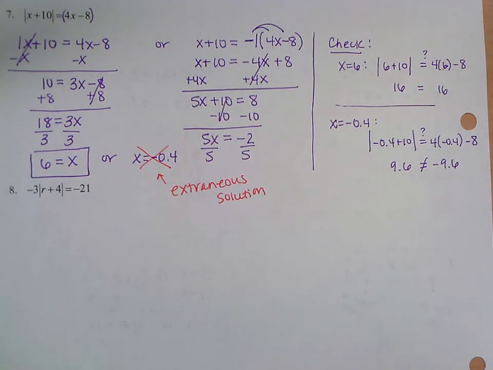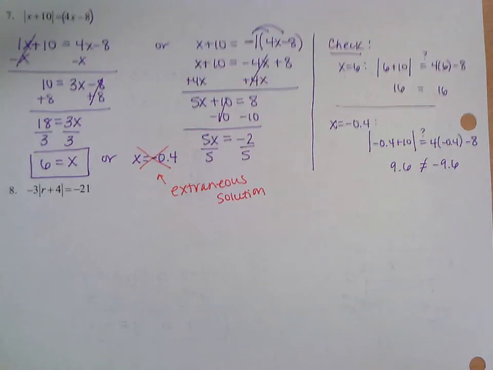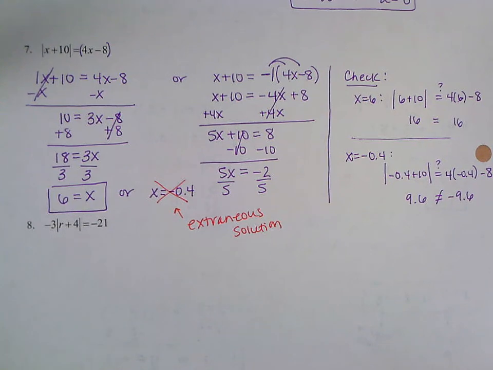Okay, so it's possible when you solve an absolute value equation that you'll get 2 answers. Most of the time you will. It's possible that you get no answers, like in example 5, or you might only get 1. So 2, 1, or 0 are your options for the number of solutions you might have. Any questions on 7?